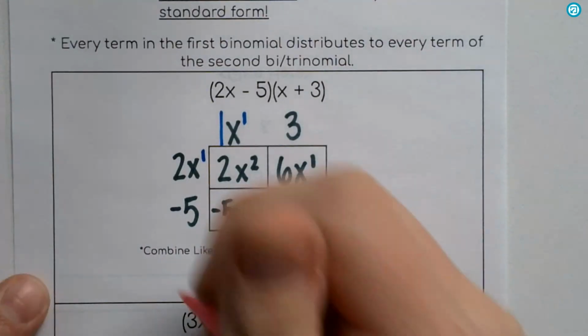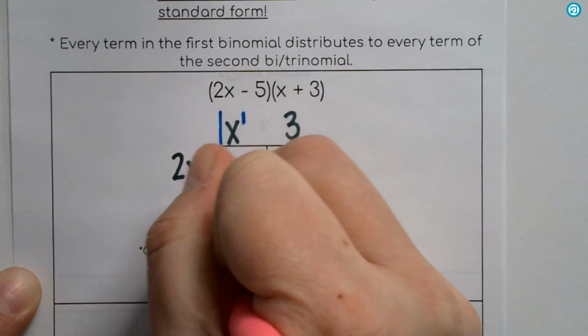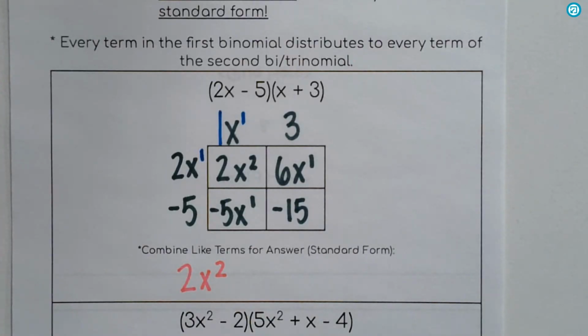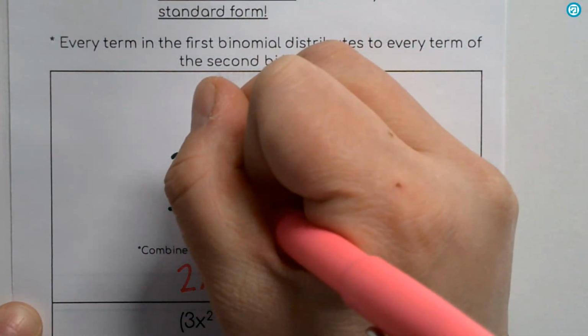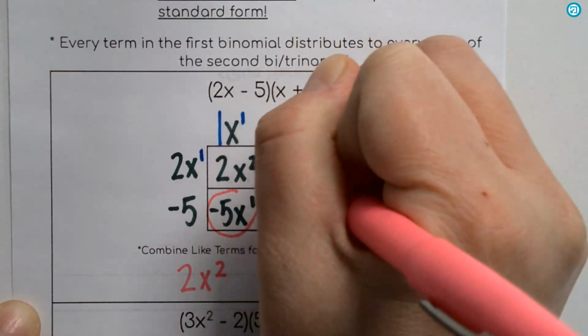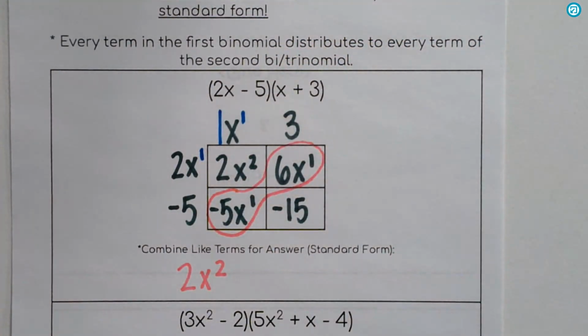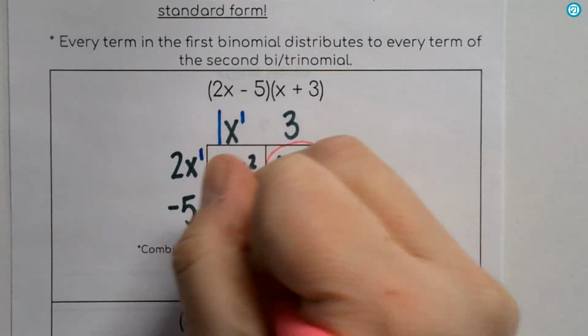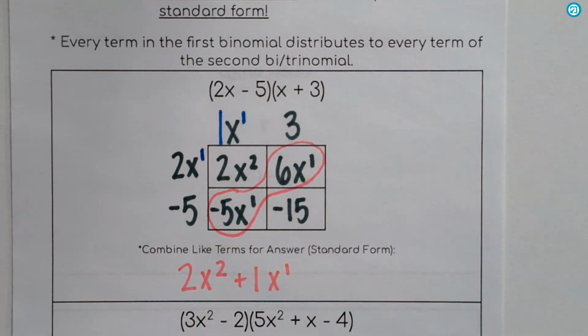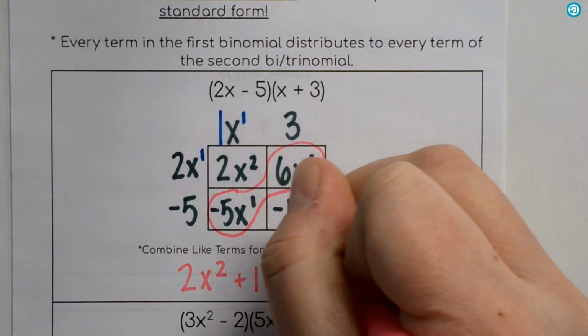So we'll start with 2x squared. So that's my highest exponent. Then I'm going to do my x to the first, but I can combine them. So this negative 5x to the first and this 6x to the first, those can combine together. So we're adding them. When we combine like terms, we add the coefficients. So negative 5 plus 6 is positive 1, x to the first. And I've still got my minus 15.